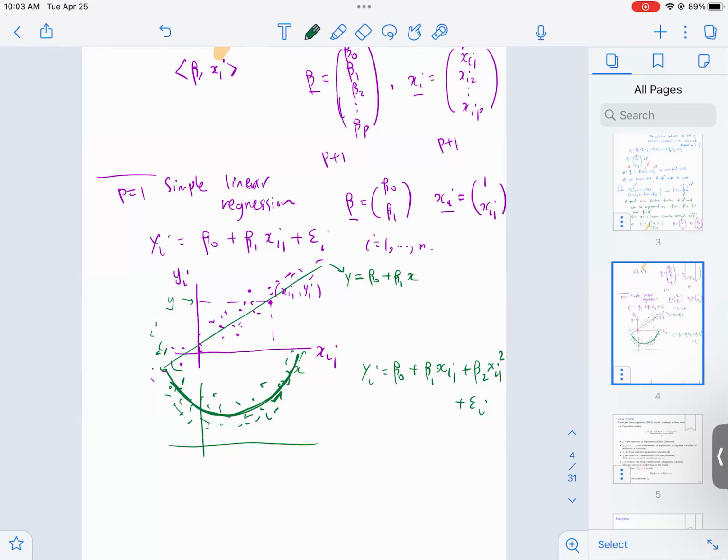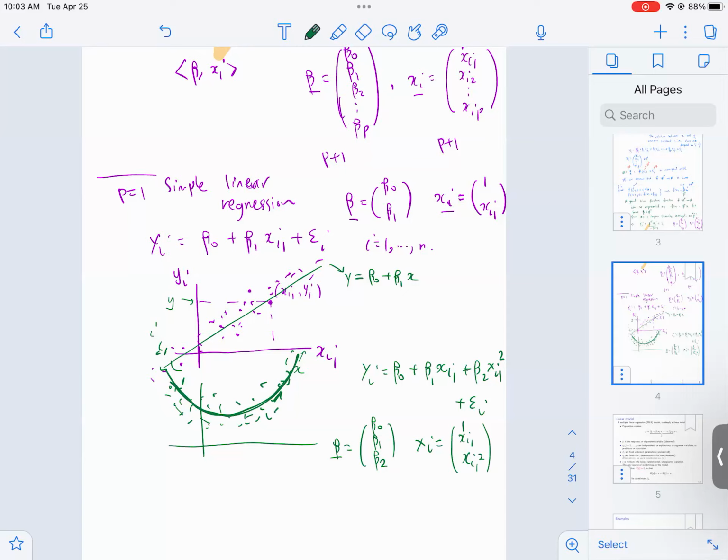Okay, so this equation is now the equation of a quadratic function, and potentially allows you to have this curved shape. So this would still fall within our framework, because now this would be my new beta, and xi would be 1, xi1, xi1 squared. So I just augment the features by adding a quadratic version of my original features.